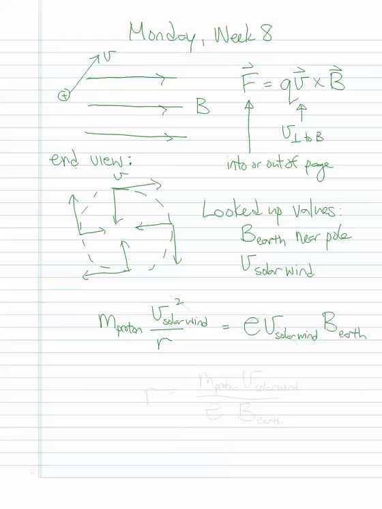And so the answer is that R, since one of these solar wind velocities goes away, we found that the radius is equal to the mass of the proton times the velocity of the solar wind divided by the elementary charge times the magnetic field of the Earth. That's the end.